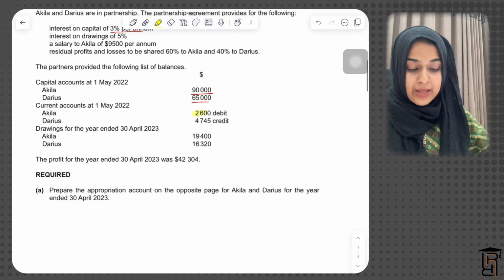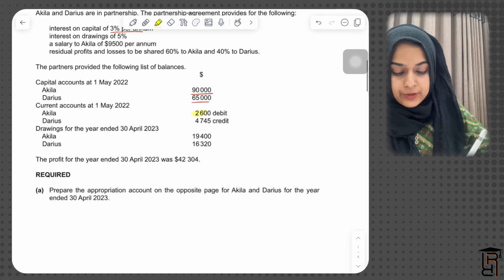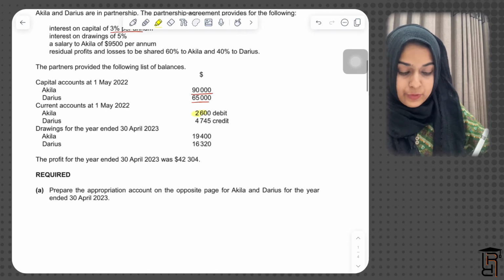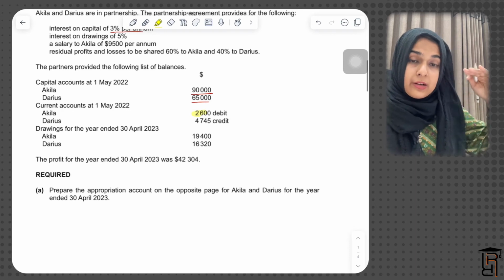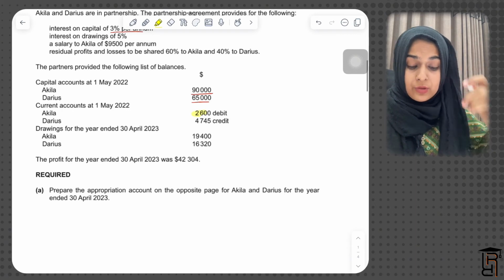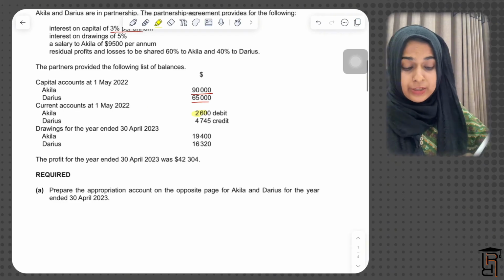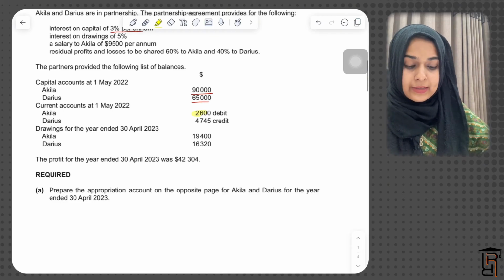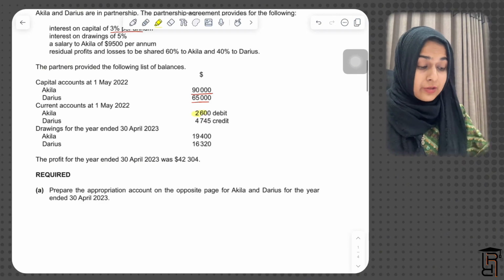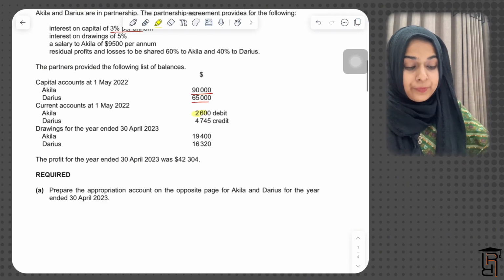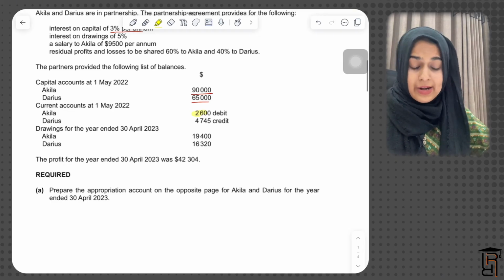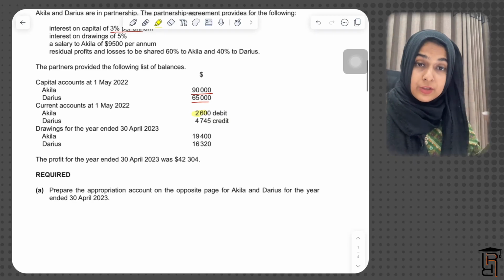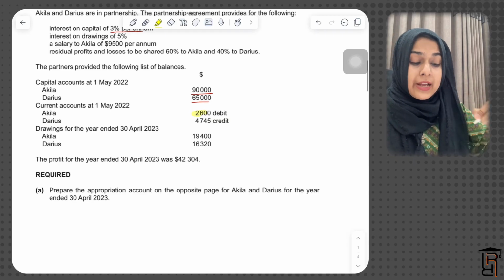So you'll start with the debit balance in the current account. I'll write here 1st May 2022, balance brought down. This is for the year ended 30th April 2023, but the current account will start with the balance at the start of the year, which here is 1st May 2022. I'll write here balance brought down 2,600, and because it was debit, I'm writing it on the debit side. So whatever we are giving to the partners, this account increases on the credit side and decreases on the debit side. Whatever is given to the partners during the year is written on the credit side.